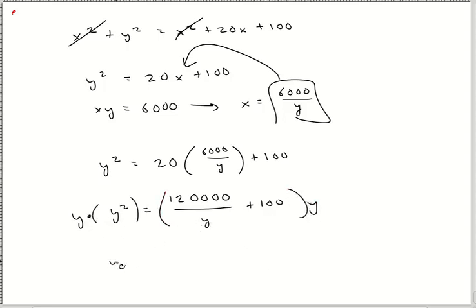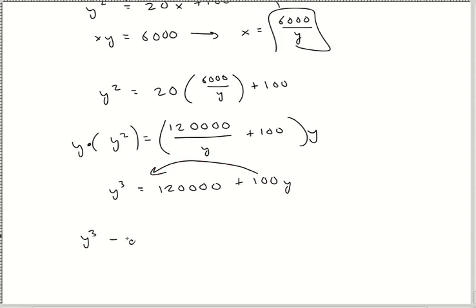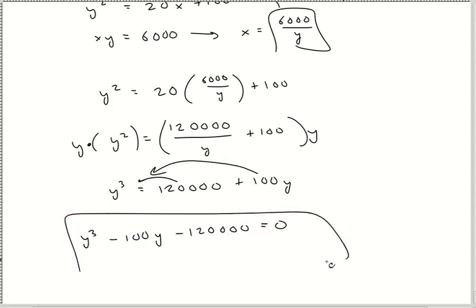And you get y cubed. This y goes away entirely. And we got a 100y right there. Move this guy over. Y cubed minus 100y. Let's move this guy over as well. Minus 1, 2, 0, 0, 0, 0 equals 0. Okay, now, pause for a minute. What do I do now? How do I start solving for this thing?